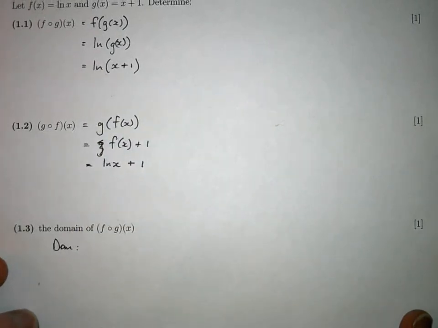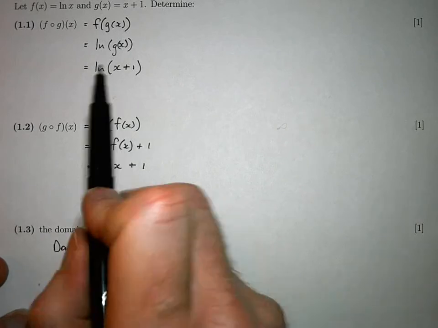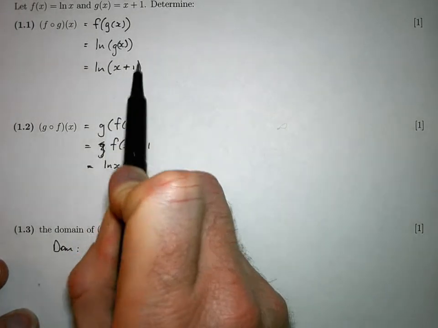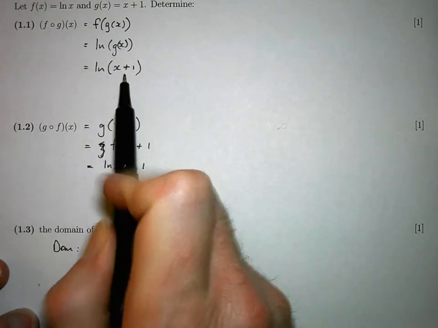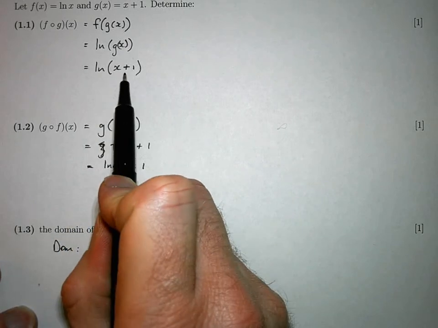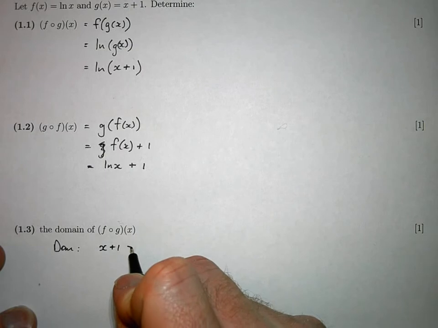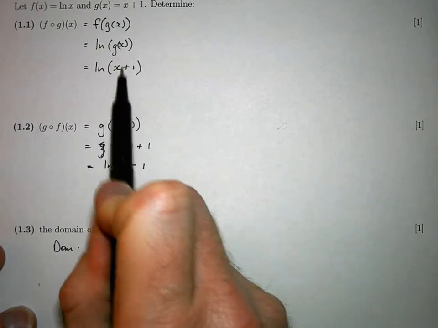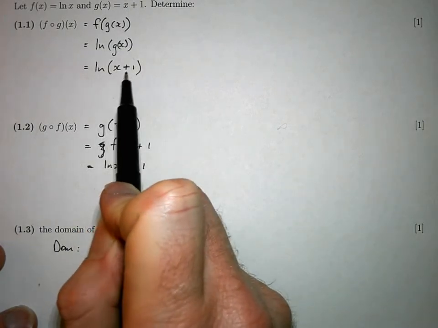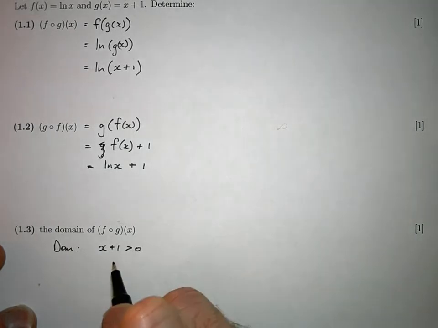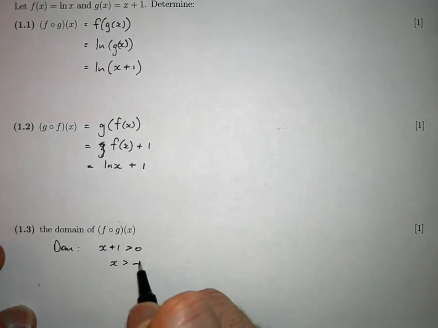Now, we know that the only problem with the natural logarithm is that you must have a non-negative and non-zero argument inside here. So you can only take the log of a positive number. In other words, x plus 1 must be greater than 0. Whatever you put inside the log cannot be 0 or negative. So x plus 1 is greater than 0, so x is greater than minus 1.